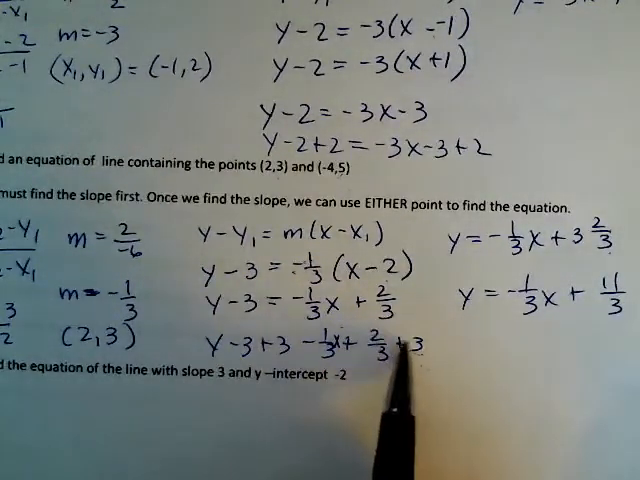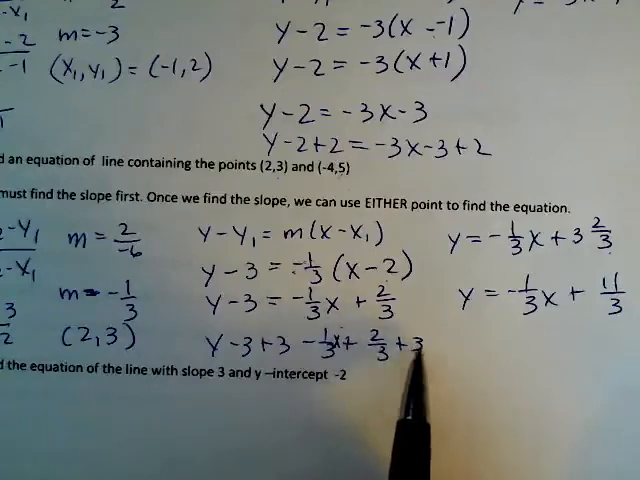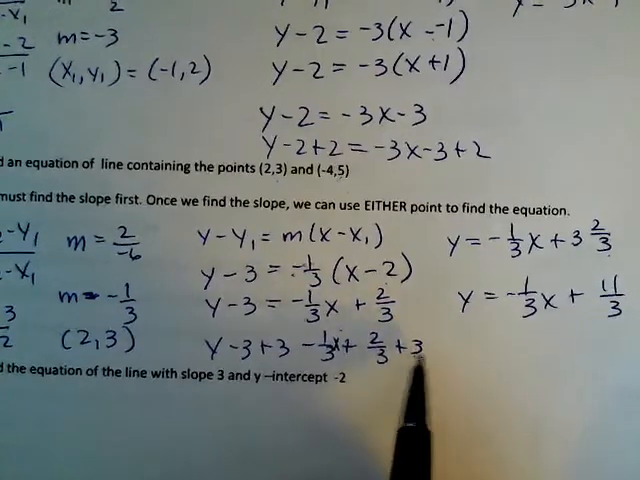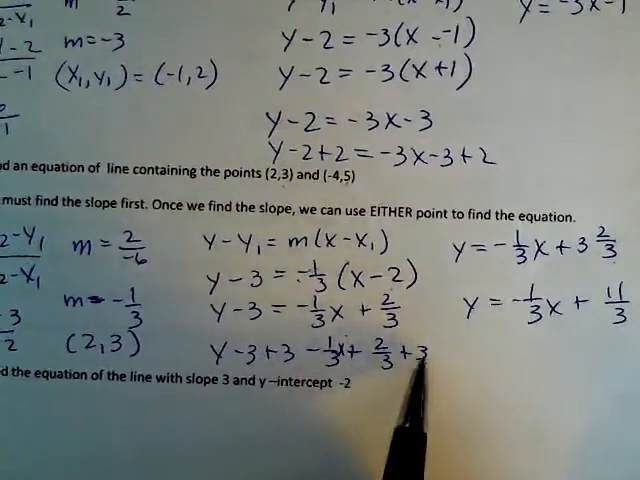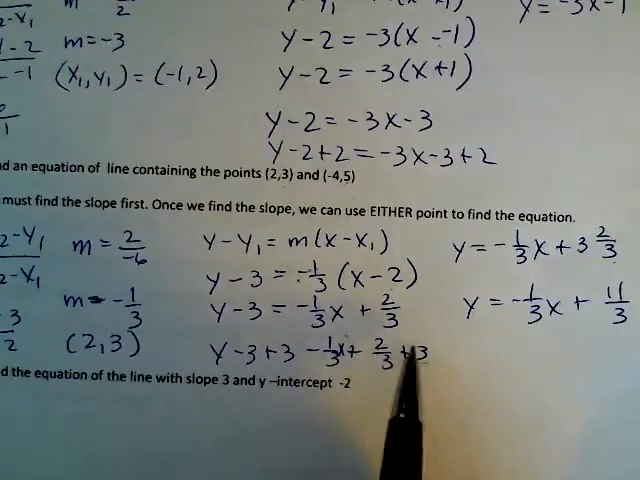You can always find a least common denominator here with the 3 if you want to, which would be 9/3. That's how you would get the 11/3. But you can also, when you're adding, just take the whole number plus the fraction.